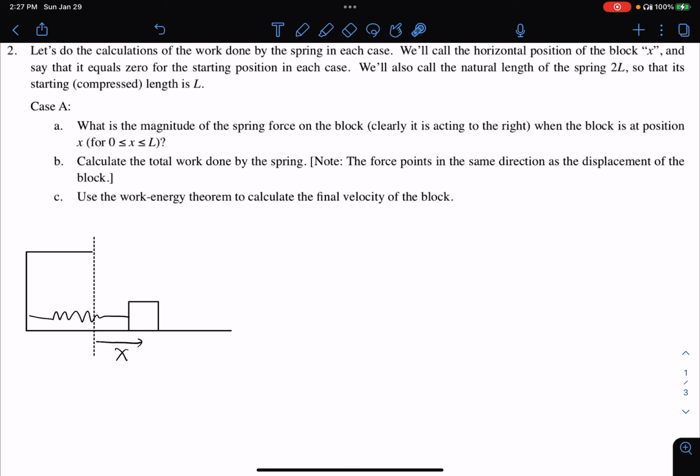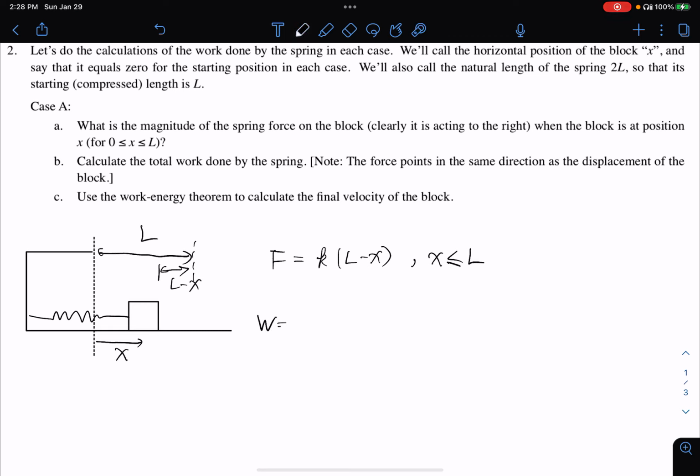So now let's actually calculate the work done by the spring. In scenario A, the spring is placed horizontally, and we are going to push the block for a distance L. Because this is the natural length of the spring, right now it is compressed by L minus x. So the force on the block is the spring constant k times the compression length. And this only works for x smaller than L, because as x reaches L, the block will just fly away and no force will be applied on the block.